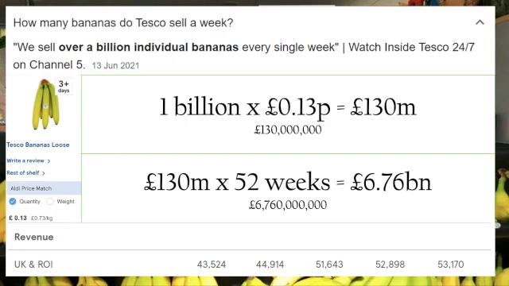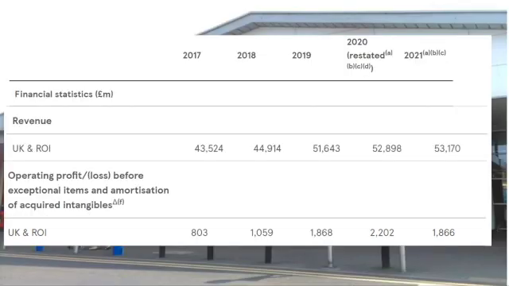Now, we're also going to look at the operating profit, because one of the mistakes that students often make is mixing up revenue and profit, believing that they're the same thing, which is not the case. As we can see here in 2021, we've already said that Tesco generated 53,170 million, but their operating profit was 1,866 million. So there's a significant difference between the two.